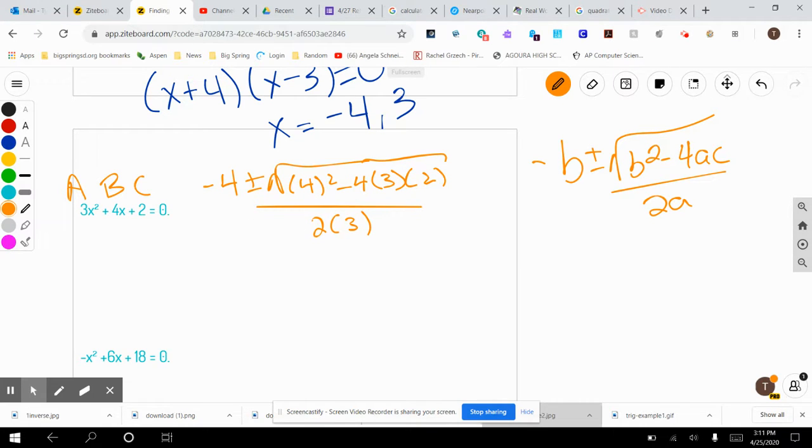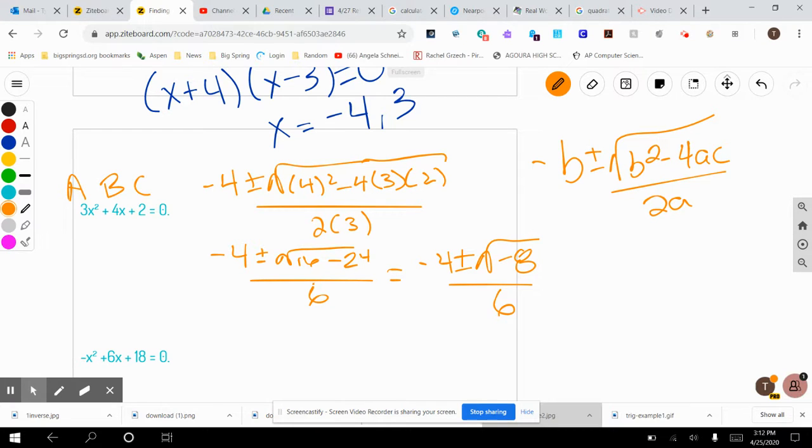So I take that a step further here. That gives me negative 4 plus or minus the square root of 16 minus 24, all over 6, which is negative 4 plus or minus the square root of negative 8 over 6. Okay, now remember what I said before. Sometimes you don't have a nice square root. Negative 8 is not a nice square root.